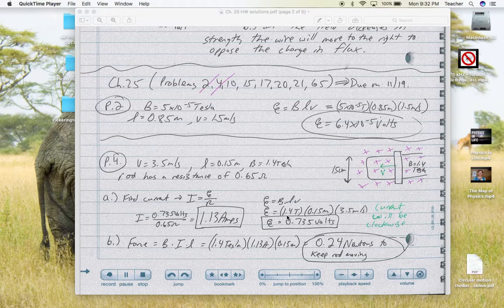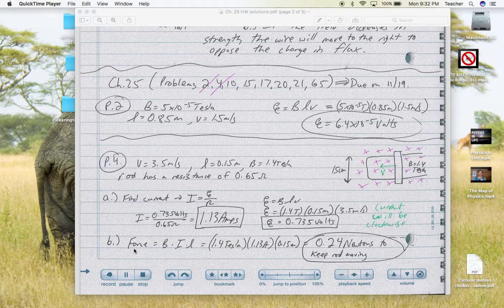So for the BLV, again, we plug in the quantities that are known. This current, by the way, would go clockwise because the flux is decreasing, and therefore you're going to induce a current and induce a magnetic flux inside the loop that will oppose that decrease. So you would have X's inside of the loop, and that would result in a clockwise current. So we get a potential difference of 0.735 volts from one end of the rod to the other end of the rod.